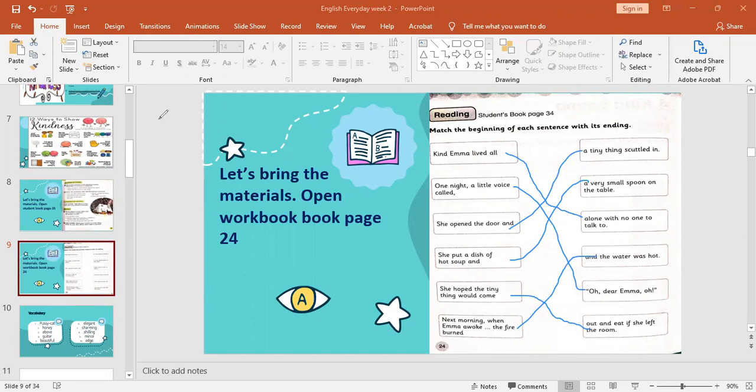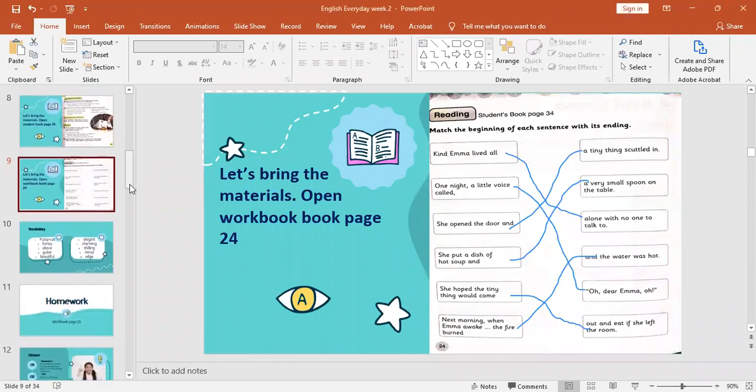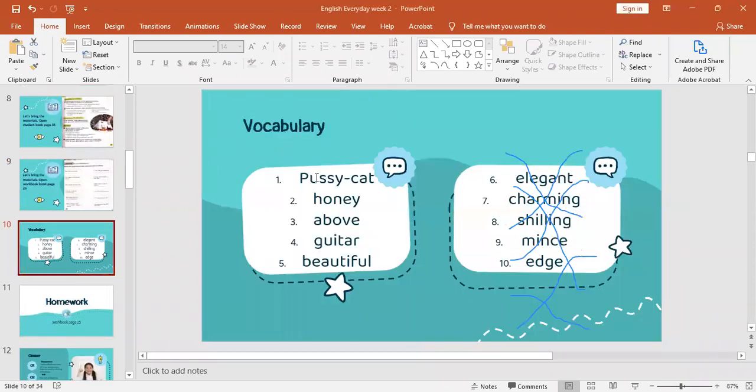And that being done, girls, let's look at the vocabulary words for today. The vocabulary words are pussycat, honey, above, guitar, beautiful, elegant, charming, shilling, mint, and edge.